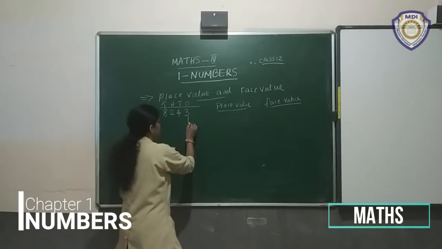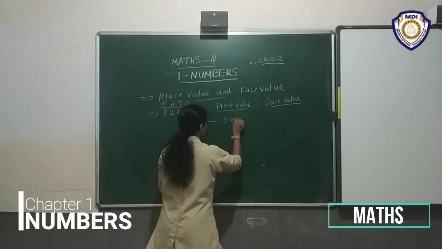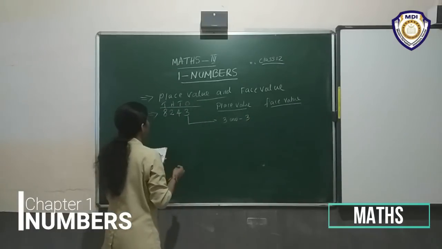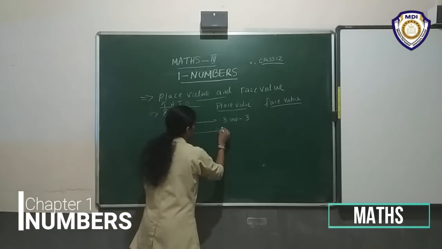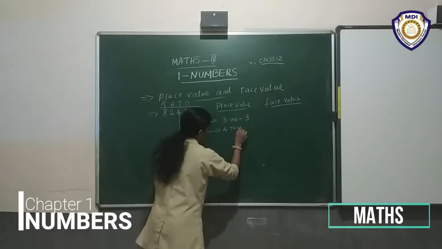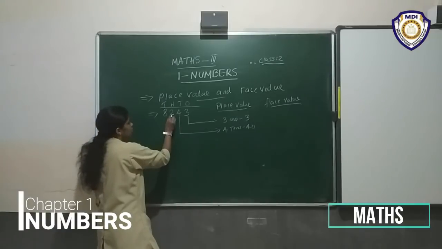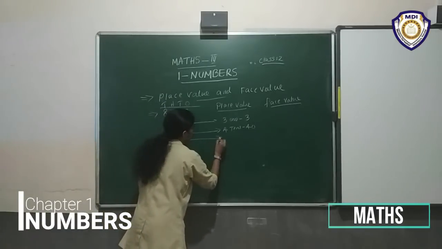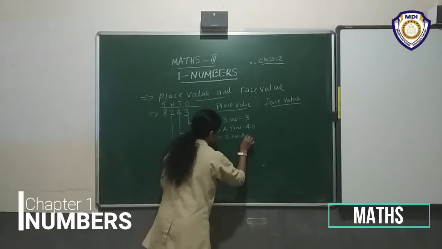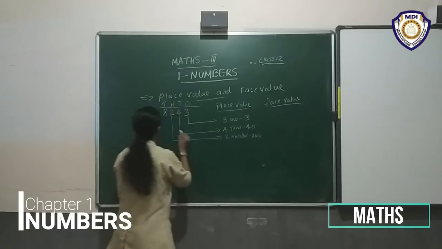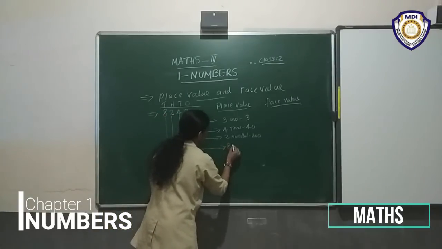Three is in the ones place. 3 ones, 3. 4 is in the tens place. 4 tens, 40. Then 2 is in the hundreds place. 200. Then 8 is in the thousands place. 8,000.